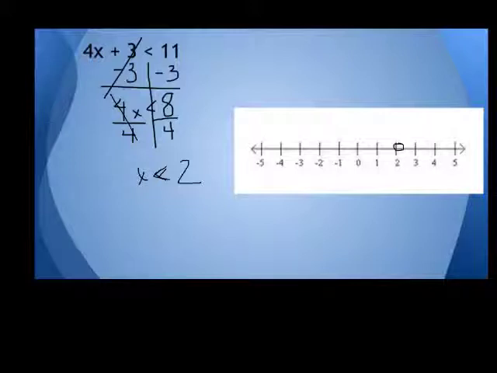Now, less than 2, we're going to shade in a direction that gets all the values that are less than 2, and then draw an arrow at the end to show that that line goes forever. Any number in that direction that's less than 2 is going to make this inequality true. So the set of values that makes this true is anything less than 2, or x less than 2, open circle on 2.